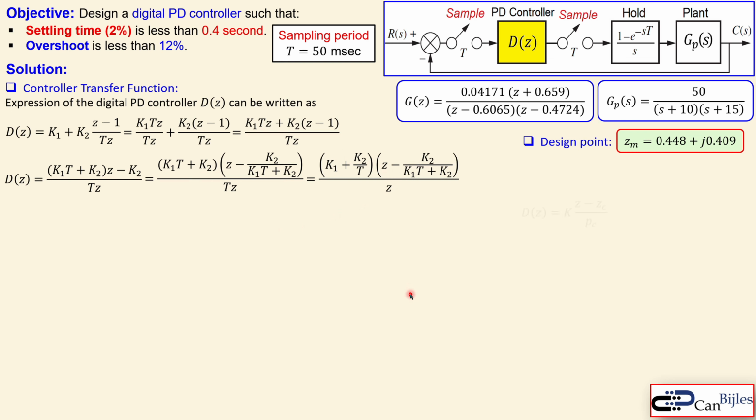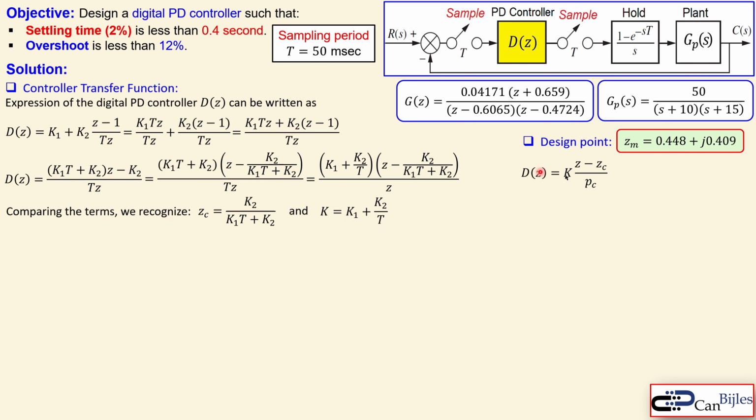Now, if you compare this to the general expression for the PD controller in the digital domain, you get the K and the Zc, which is our zero of the PD controller, and the pole of the PD controller. When you compare the terms, we recognize the following. The zero must be K2 over K1 times T plus K2. That's definitely correct. And we also have the gain K, which is K1 plus K2 over T. And we also see that the pole Pc is actually 0, so that we have a pole at the origin in the Z-plane.